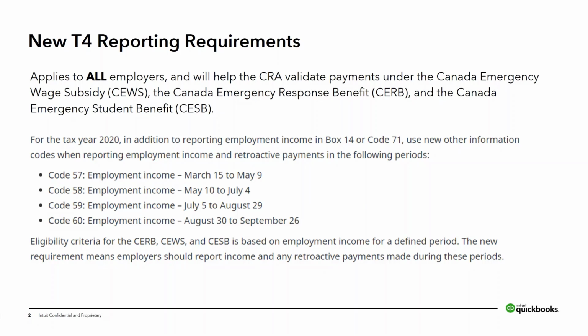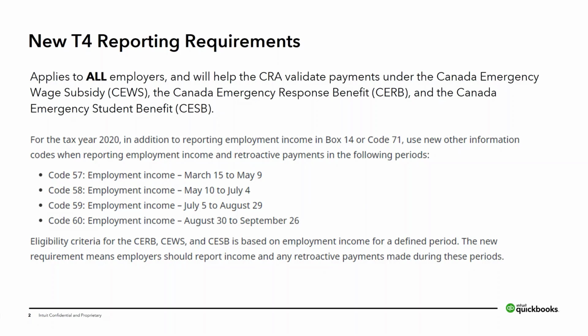For the 2020 tax year, in addition to reporting employment income in Box 14 or Code 71, employers must also use the new Other Information codes when reporting employment income and retroactive payments for the following periods. Code 57 will be used for employment income between March 15 to May 9, Code 58 for employment income between May 10 to July 4, Code 59 for employment income between July 5th to August 29th, and Code 60 for employment income between August 30th to September 26th.